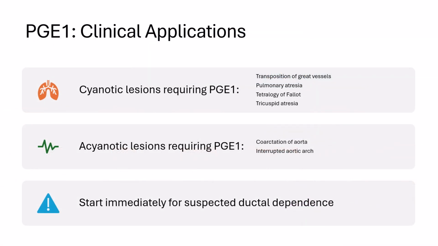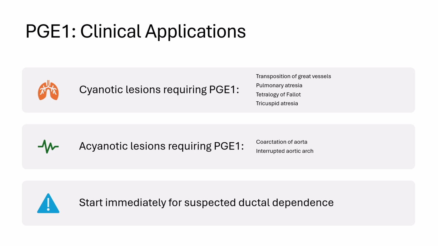Let's get specific about when you'd use PGE1. For cyanotic lesions, think of transposition of the great vessels, where mixing depends on the ductus. Pulmonary atresia, where pulmonary blood flow relies on the ductus. Tetralogy of Fallot in severe presentations. And tricuspid atresia. For acyanotic lesions, think coarctation of the aorta and interrupted aortic arch, where systemic blood flow beyond the obstruction depends on the ductus.